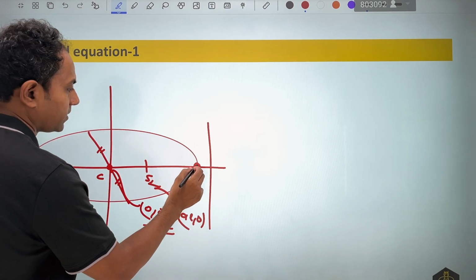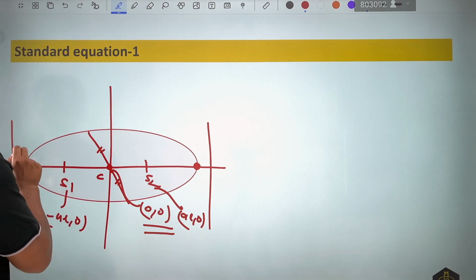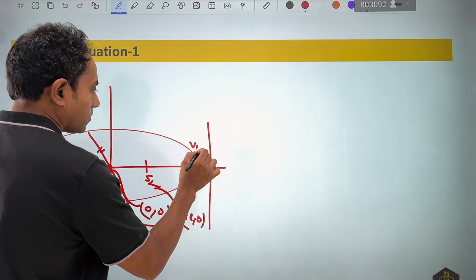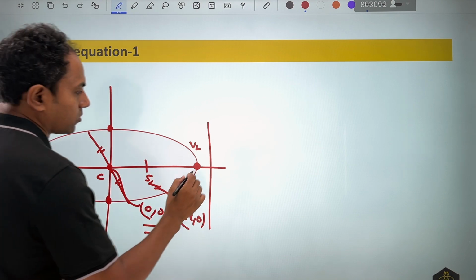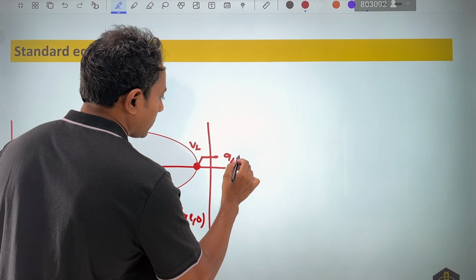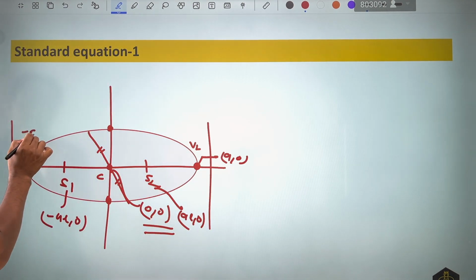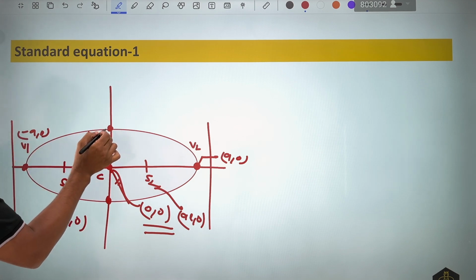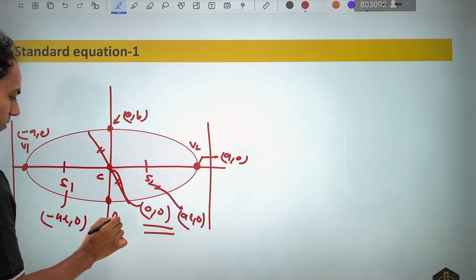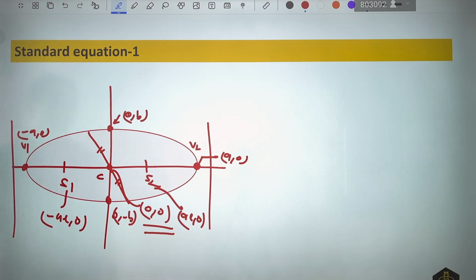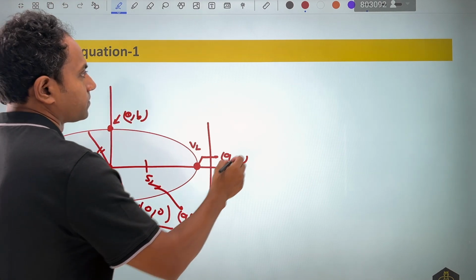And this is major axis, where there are 2 vertices, V1 and V2. These points are known as vertices. This is very important to know. So coordinates of V1, V2 are a, 0 and minus a, 0. And for these points it will be 0, b and 0, minus b. So from here you can notice some very important ideas.